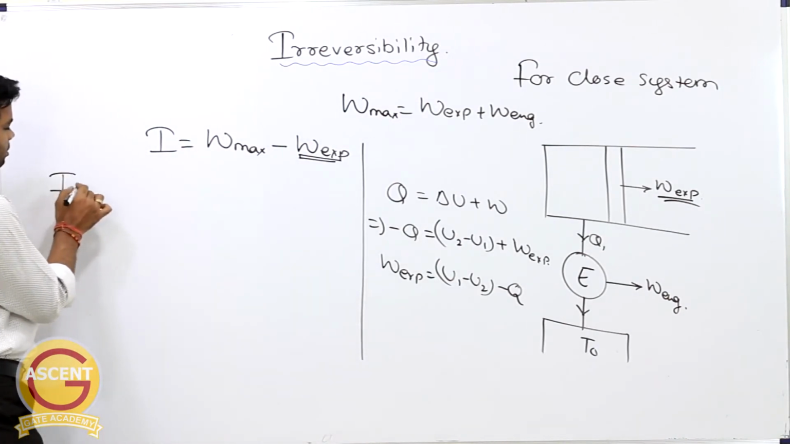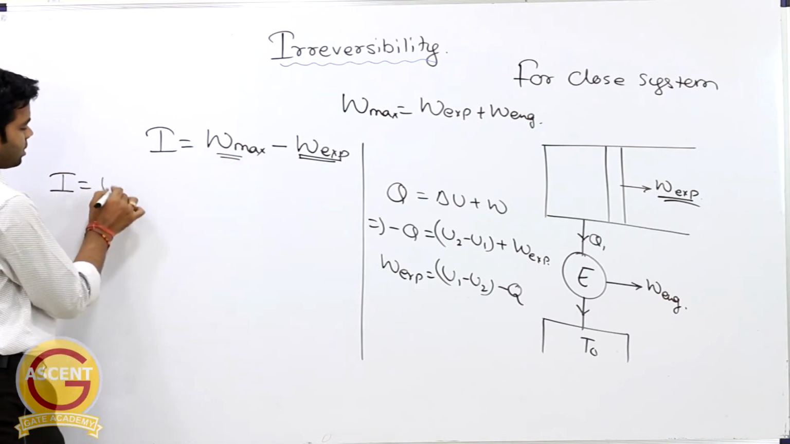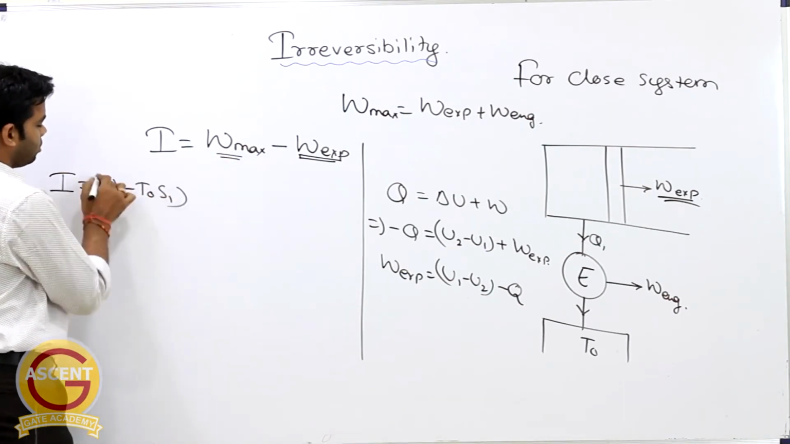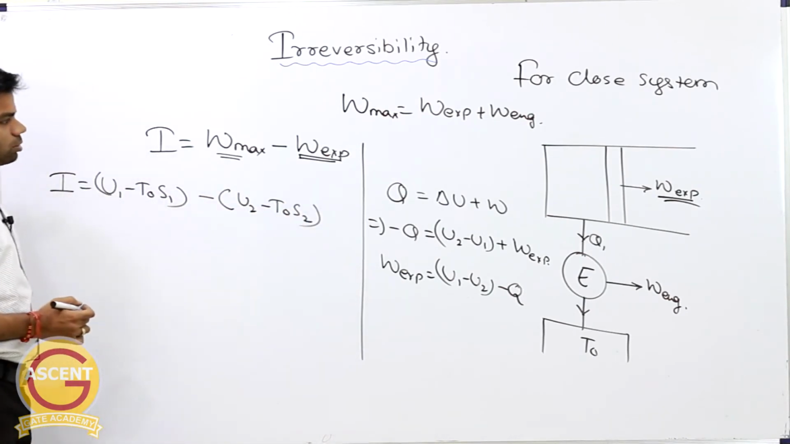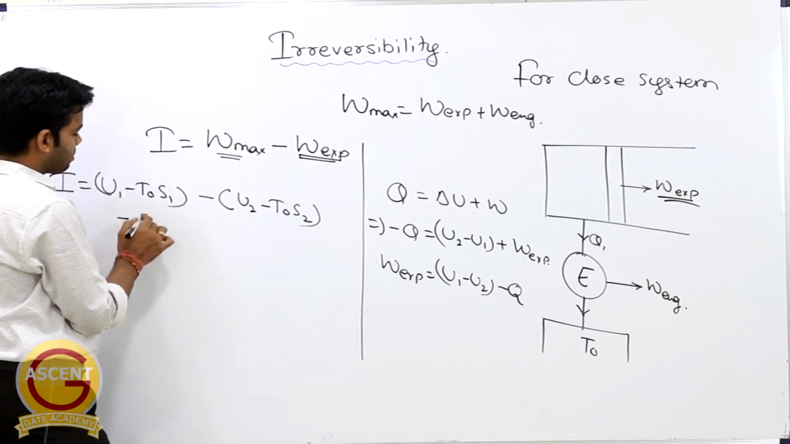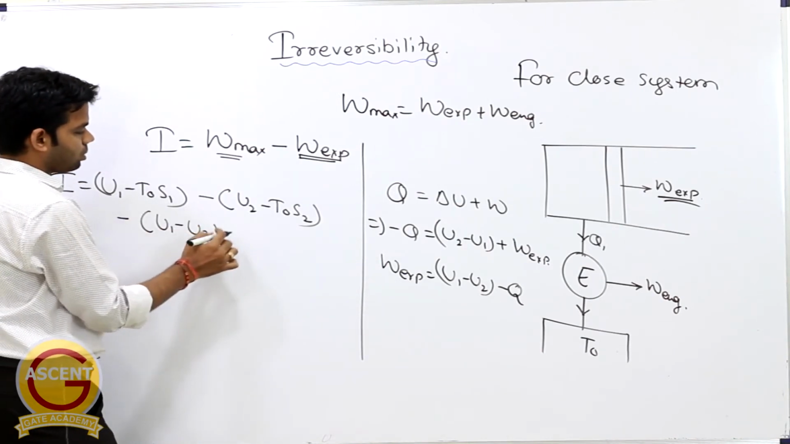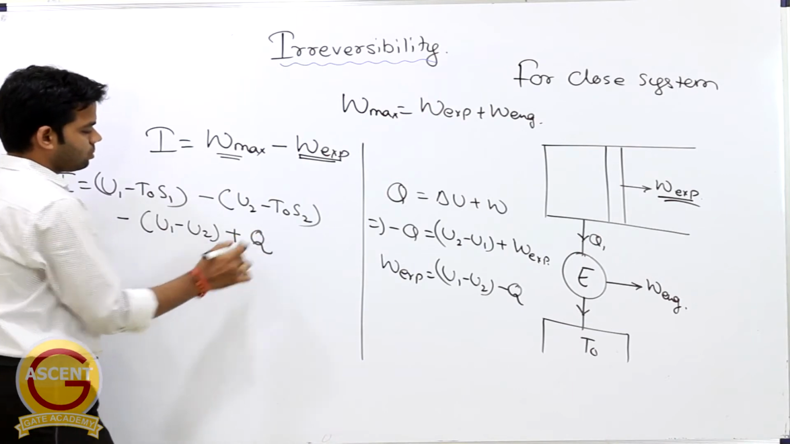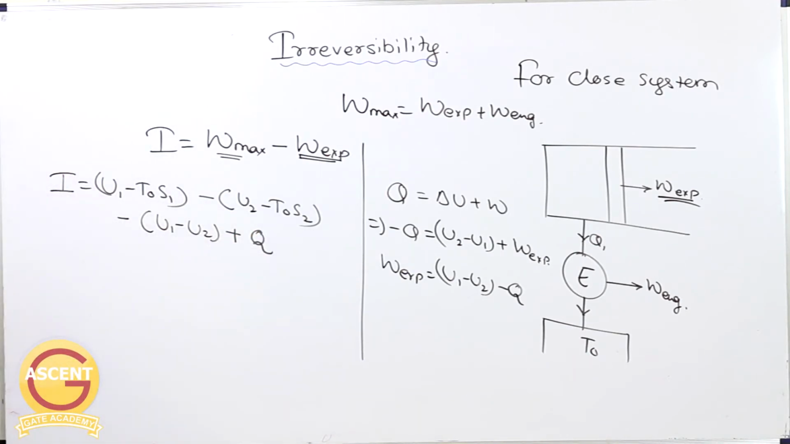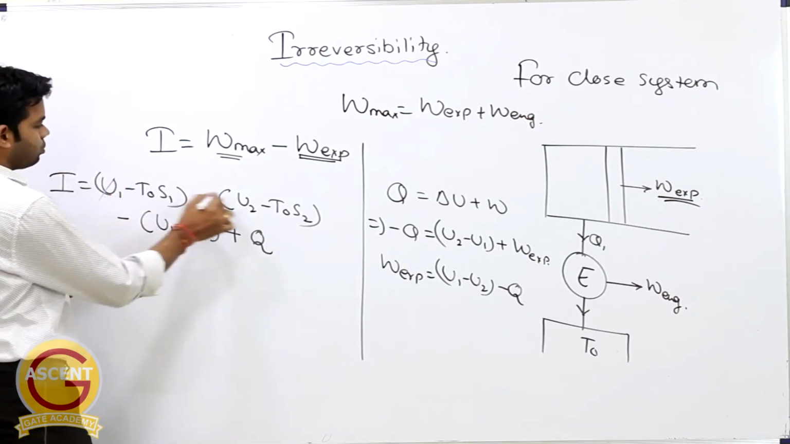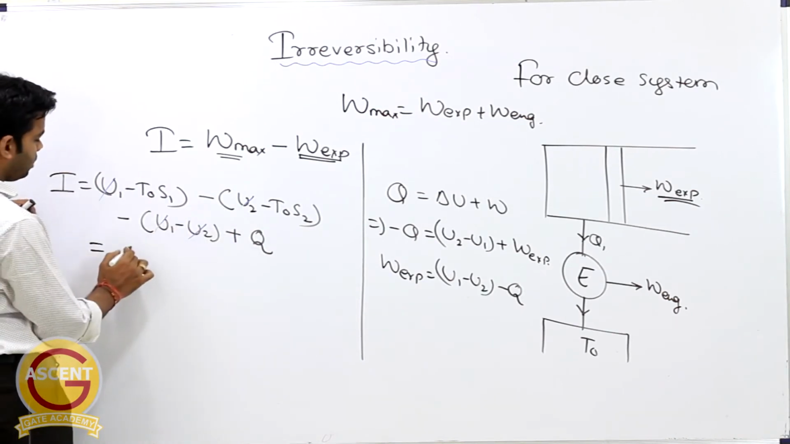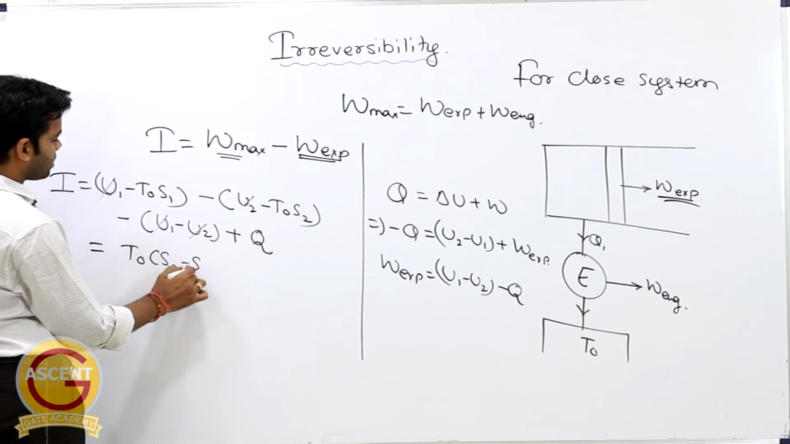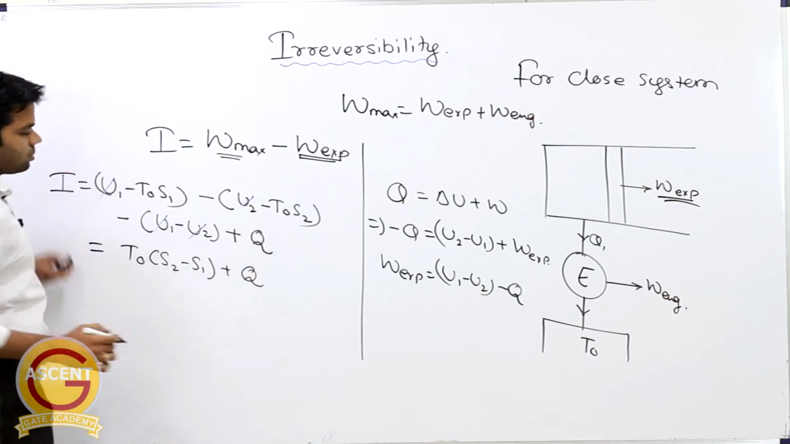So, this total irreversibility will be equal to W max, as we have seen, U1 minus T naught S1 minus U2 minus T naught S2. This was W max minus W expansion. So, this W expansion will be equal to U1 minus U2 plus Q. Clear or not? Now, this U1 minus U2 and this U1 minus U2 will cancel out, and finally we will get T naught into S2 minus S1 plus Q. Getting this or not?